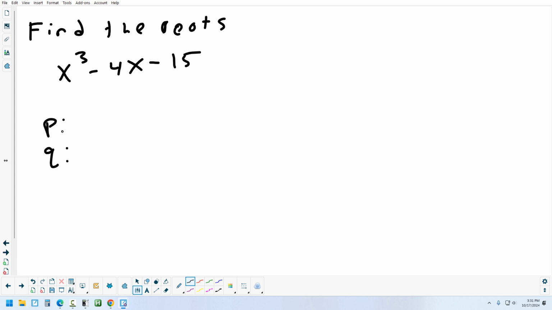What are the factors of p, my constant? 1, 3, 5, 15. So plus or minus 1, 3, 5, 15. And what are the factors of q?